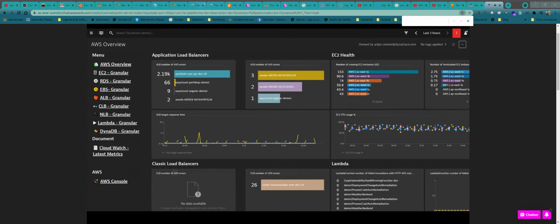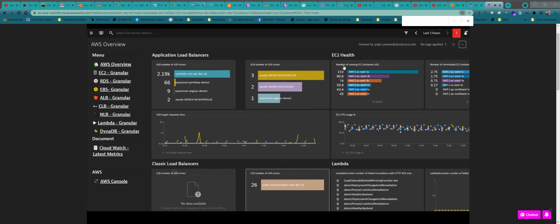Today, we are going to talk about how Dynatrace supports observability. So when we say observability, there are three major pillars of observability. The first one is metrics, being able to gather metrics from all different sources of data and putting it in one single pane of glass.